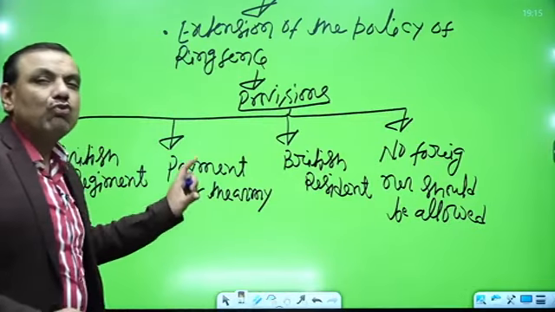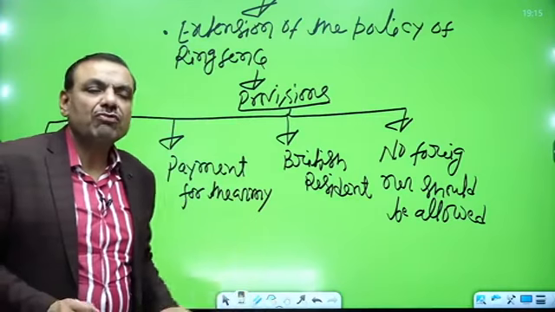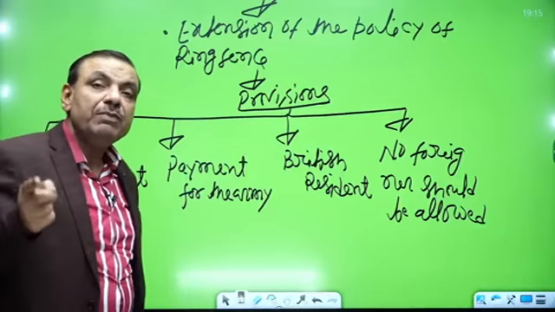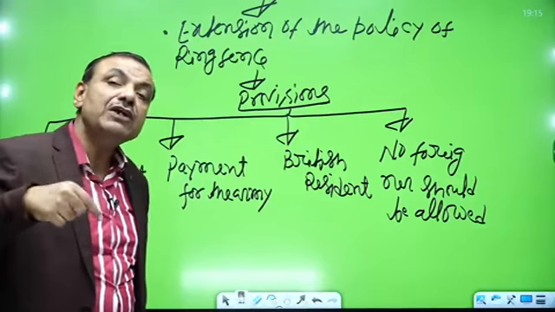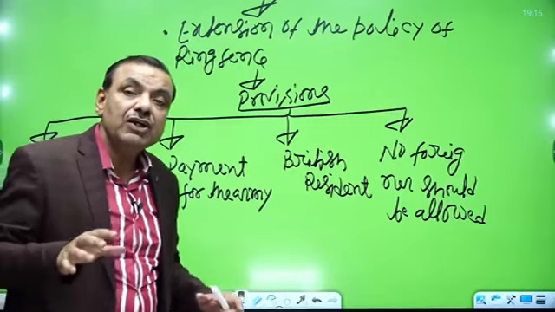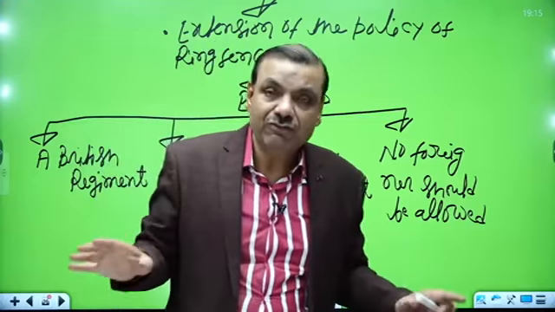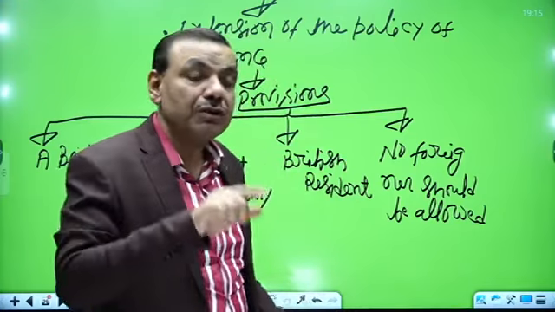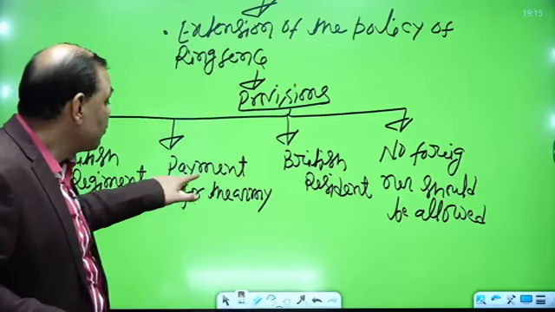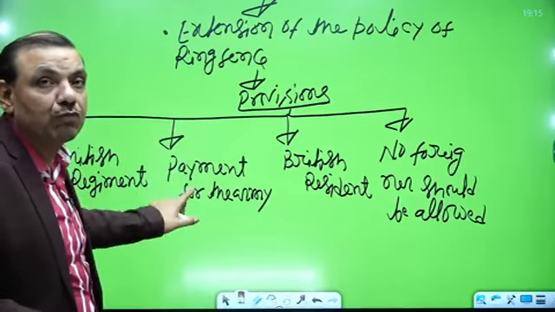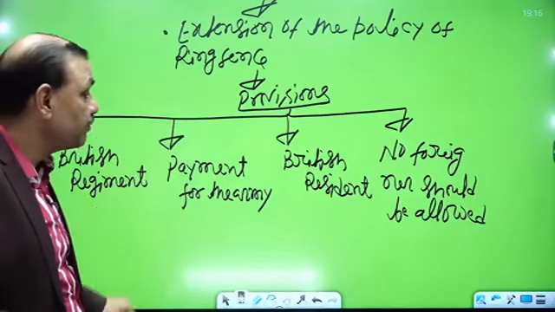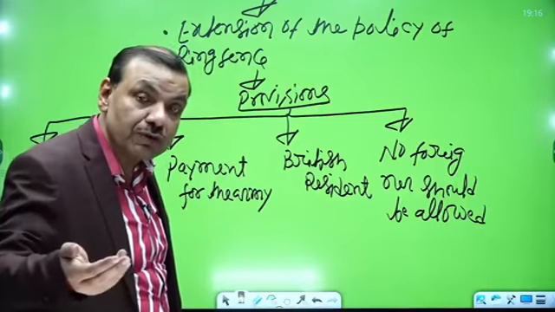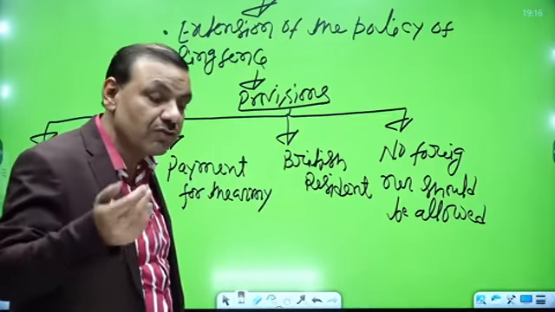My students, there were four clear-cut provisions. The first provision is that if you have signed a subsidiary alliance, a British regiment had to be deployed in your region and your army would be demobilized. But you are liable to pay for the regiment. So point number two is the payment for the army. Then a British resident had to be deployed to the court of the state concerned.